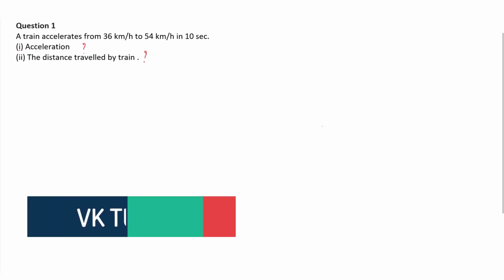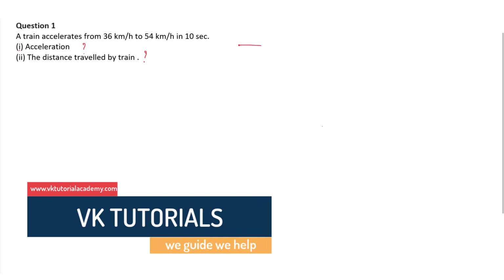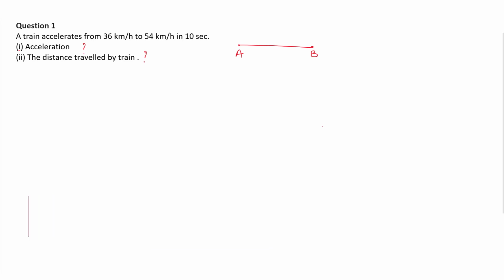So on the basis of the given data, I'll draw a figure. Consider the train to be at position A, which has to go to position B. At A, its speed is 36 km per hour, and at B, it changes to 54 km per hour. So this is my initial point. I'll say initial velocity u is 36 km per hour. And this is my final velocity, v equal to 54 km per hour. Now, for it to move from this position to this position, it took some time, 10 seconds.